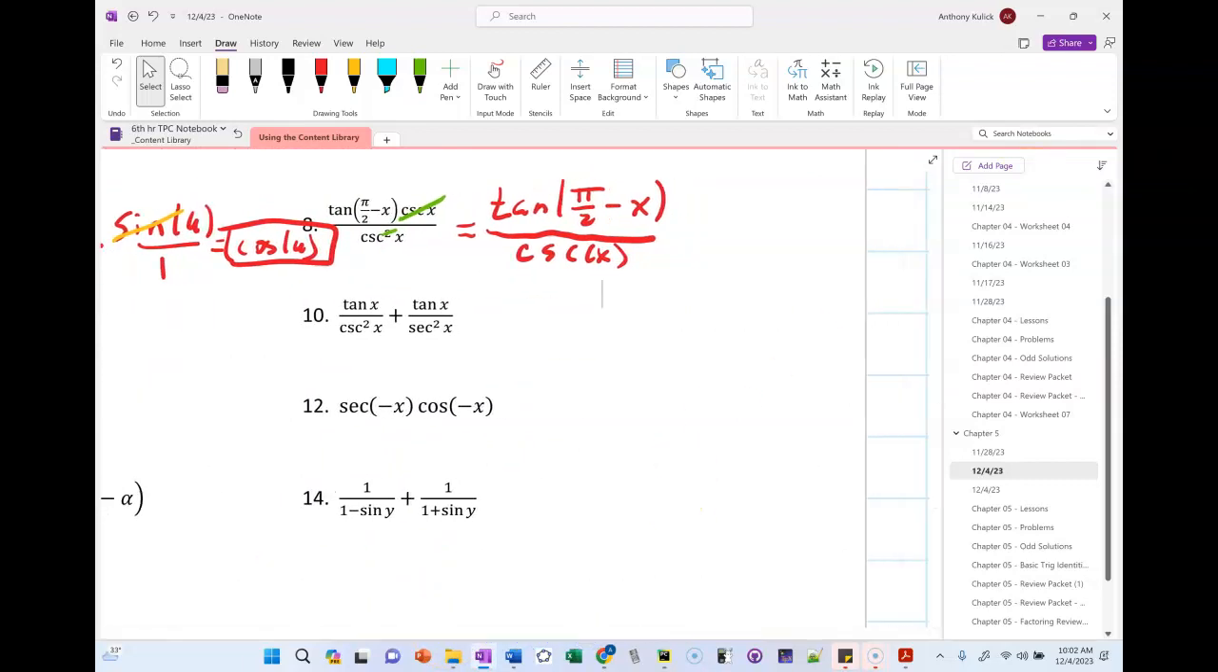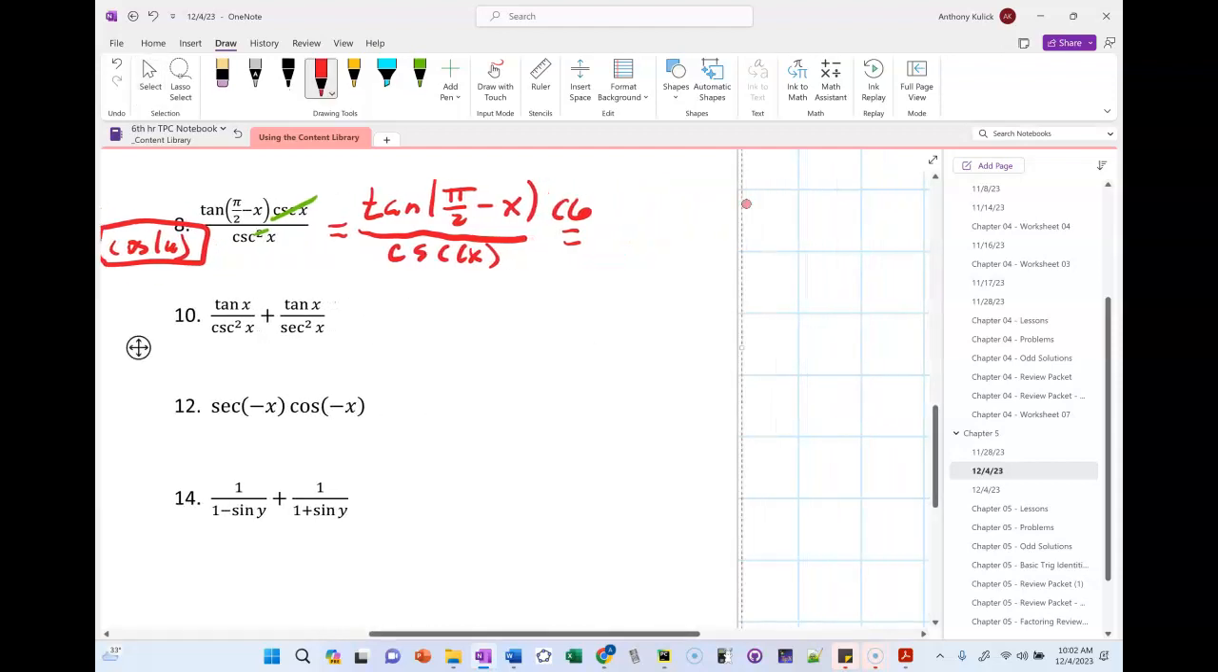What identity do you think? Can you use C6? Great. Yeah, that's exactly what you'd want to do. So they're saying to use one of the cofunction identities because, as we mentioned before, the insides of our two trig functions are not the same, right? One is pi over 2 minus x, the other is just x. In order to do any reducing later on, we have to make those the same. So I'm going to be looking at the cofunction identity, C6, that allows me to replace that tangent pi over 2 minus x with just cotangent x.